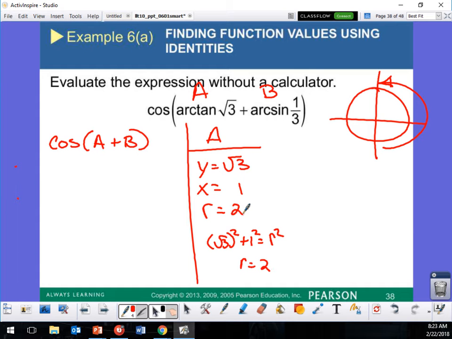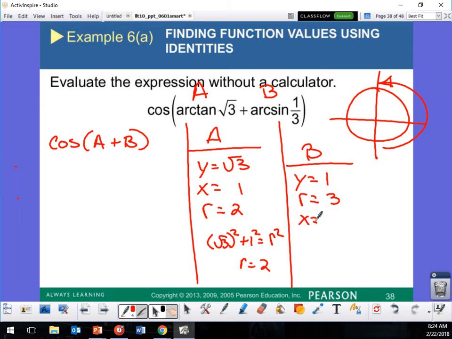So there's that. Now let's do the B. My B value. So arcsine. So inverse sine. So sine is y over r, right? Okay, sine is y over r. So my y value is 1. My r value is 3. My x value is what's missing. Right? So my x value is missing, so let's take a look.